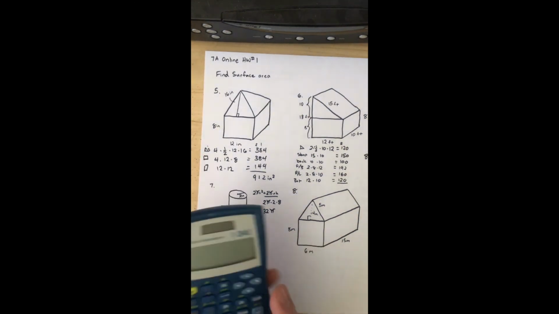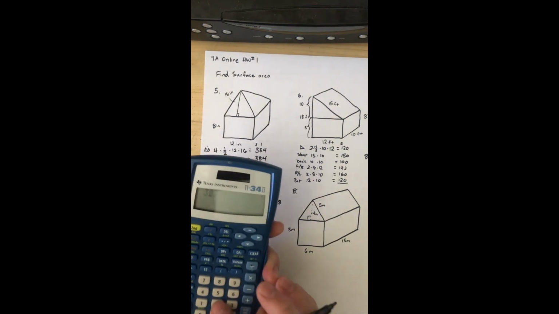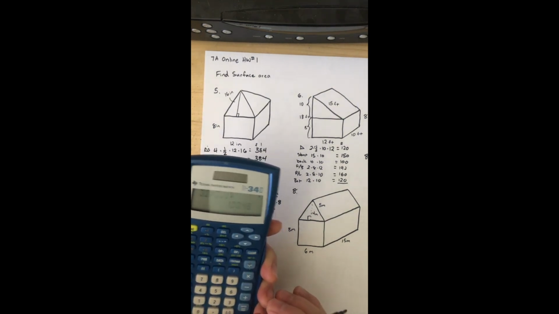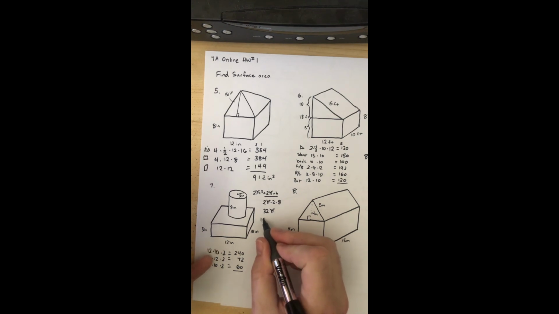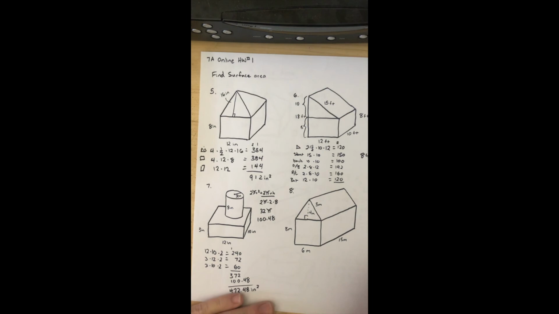The answer is going to be close to 100. Come on here. 32 times 3.14 is going to be 100.48. So I add these all up down here. I have 2. That's going to be 13 plus 4 is 17. That's going to be 372 plus 100.48. Add that all up and you get 472.48 inches squared.